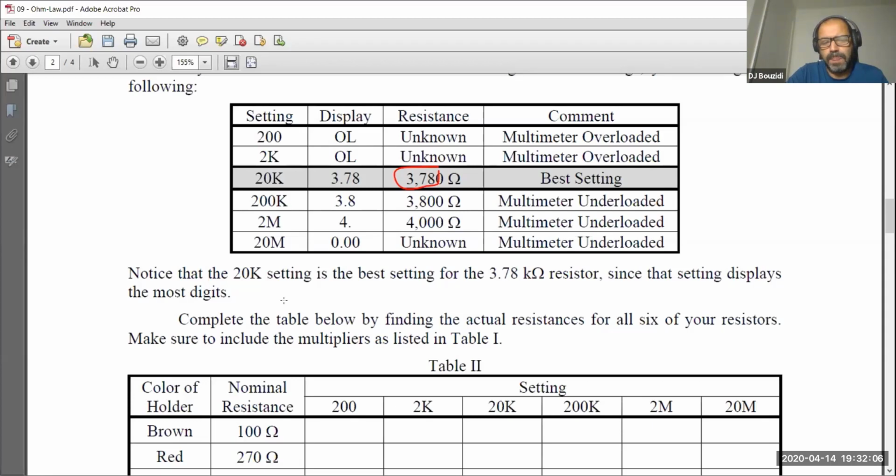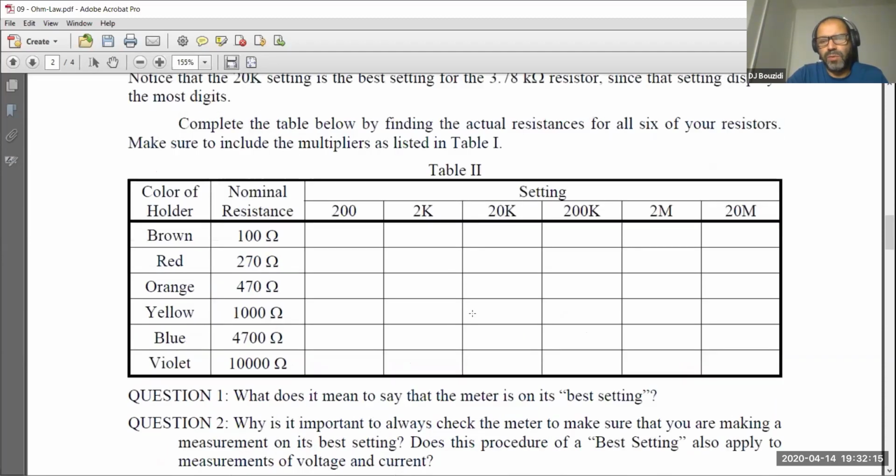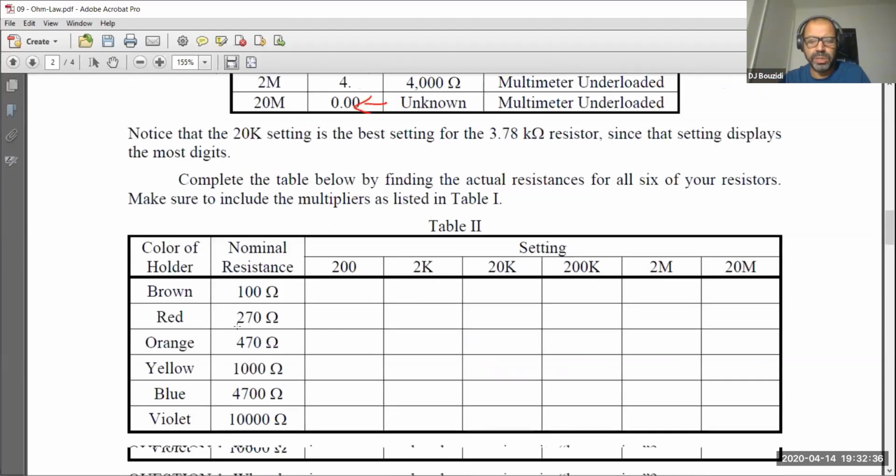Okay, question 1. Why is it important to always check the meter to make sure that it's always on its best setting? Because either it's an overload, so it's not reading, or it's too small. Like in this case, it's giving you a 0 value because it's not sensitive enough. So you would want it to be in its best setting, because then the data that it's giving you has the highest precision possible. So that's the answer to the second question.